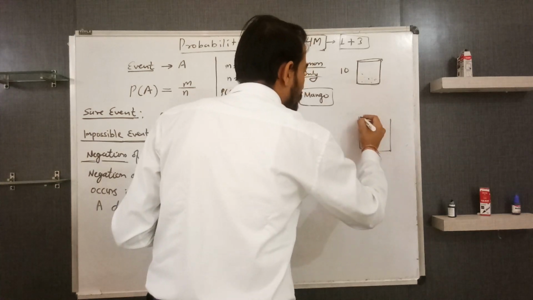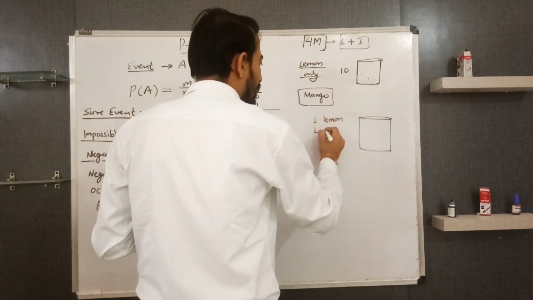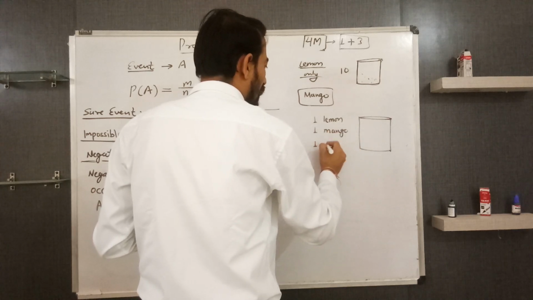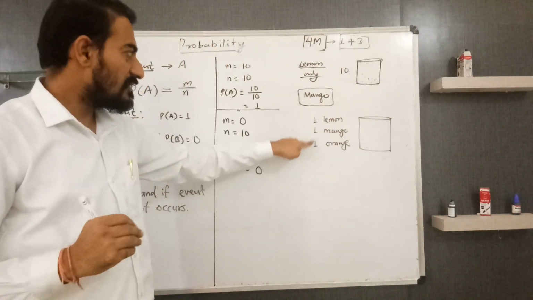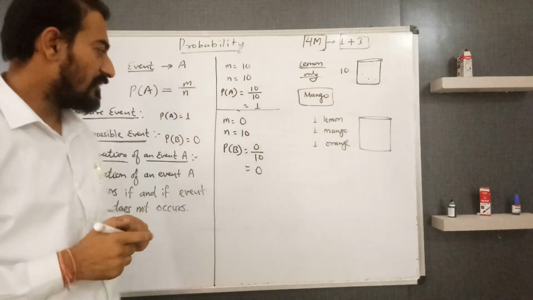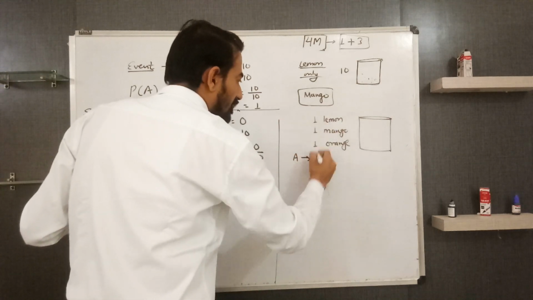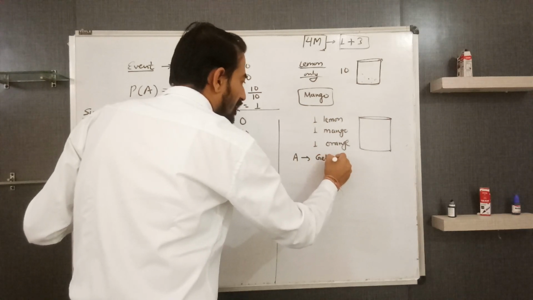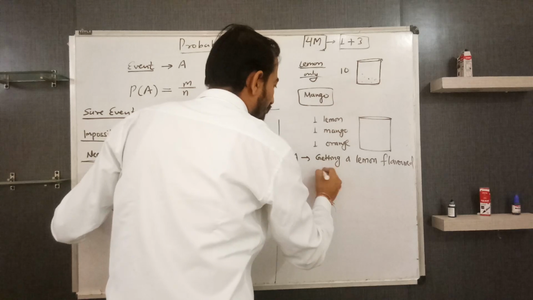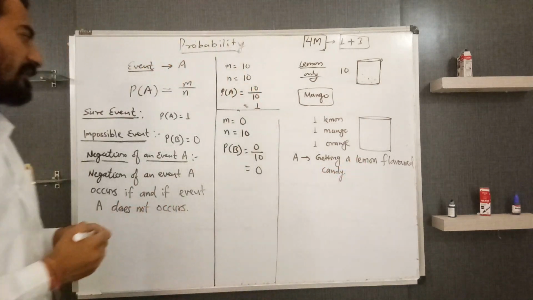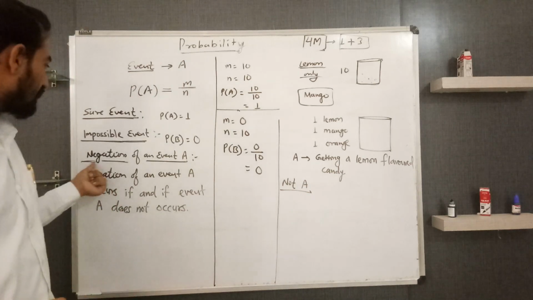Let us take one more example. In this bag you have one lemon flavored candy, one mango flavored candy, and one orange flavored candy. Just try to understand. So how many elementary events do we have? 3 elementary events: lemon flavored, mango flavored, and orange flavored. So if I name one of the events A, event A is getting a lemon flavored candy. Then what about not A? The negation of the event A.